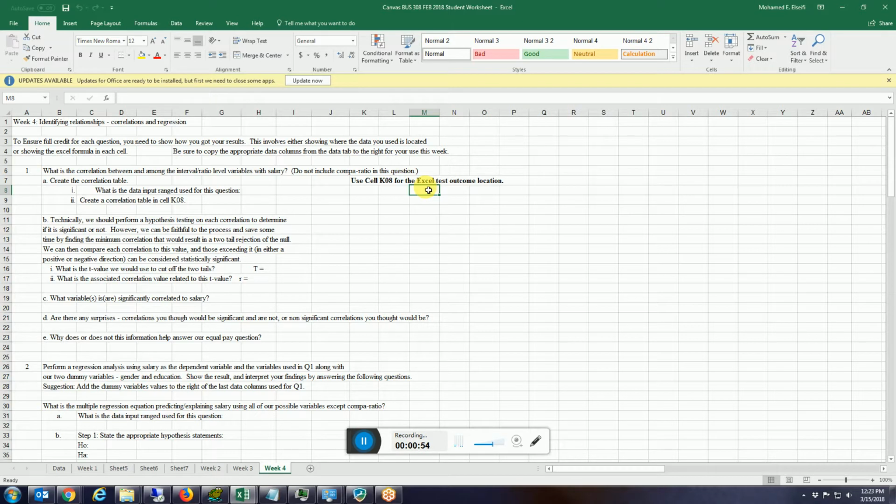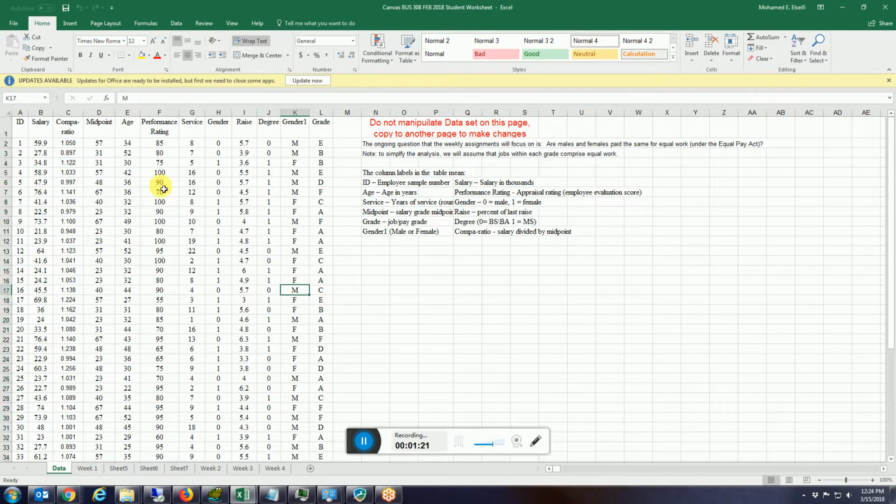The first question is asking us what is the correlation between and among the interval and ratio level variables with salary. So here we're only interested in the correlation of salary with, not all the variables, so we're not interested in the nominal variables like gender or degree. We're only interested in the interval ratio level variables. So let's copy our data, put it somewhere here, start working with it.